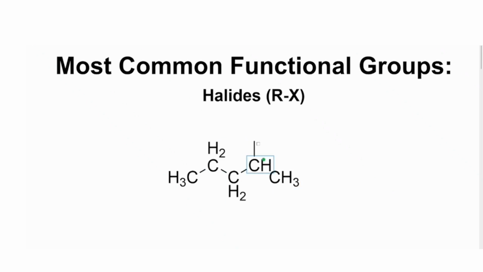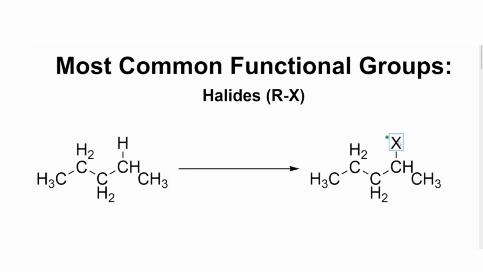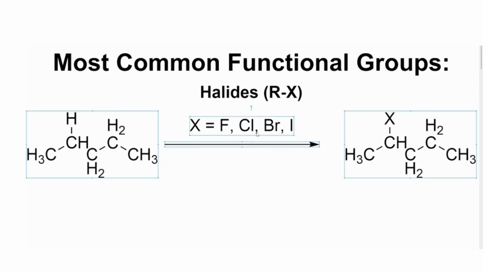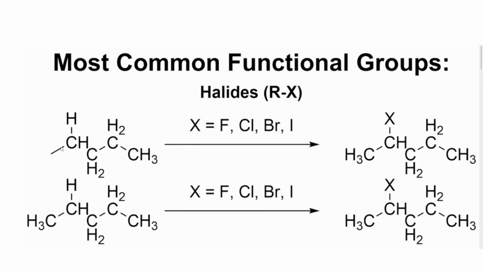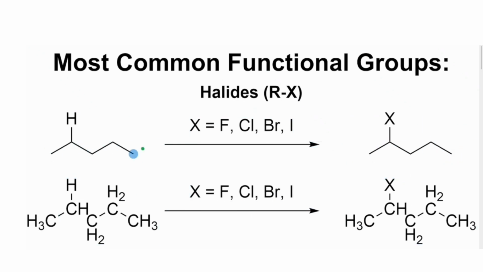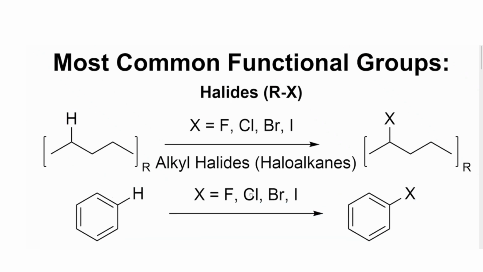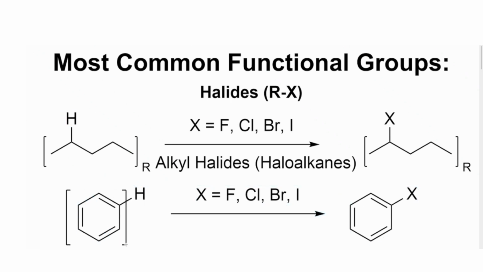Halides, RX. Halides are organic compounds in which one or more of the hydrogen atoms in an alkane or other hydrocarbon has been replaced by a halogen atom, such as fluorine, chlorine, bromine, or iodine. The general formula is RX, where R is an alkyl group and X is a halogen. Alkyl halides, also known as haloalkanes, are halides where the halogen is attached to an aliphatic carbon chain. Aryl halides, also known as haloarenes, are halides where the halogen is attached to an aromatic ring.